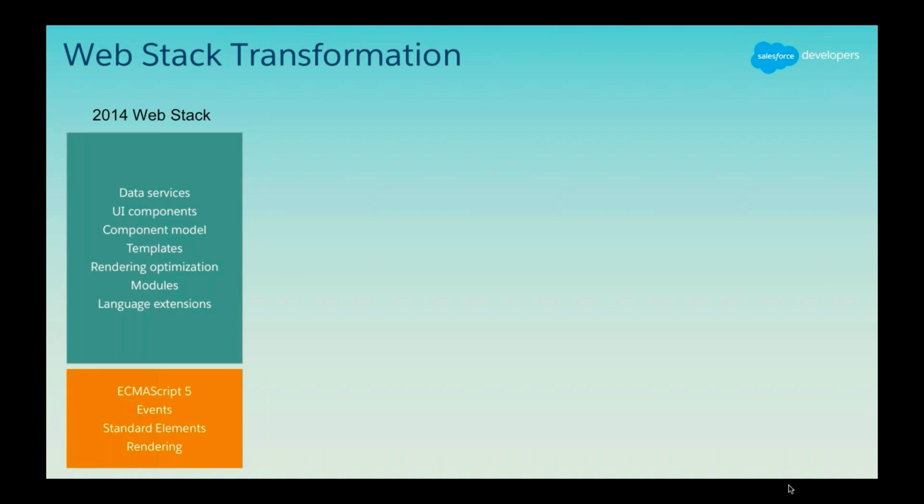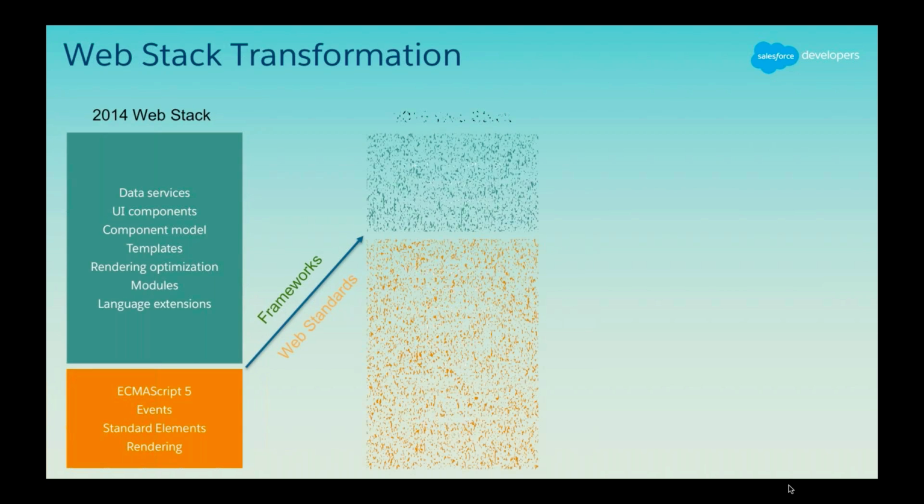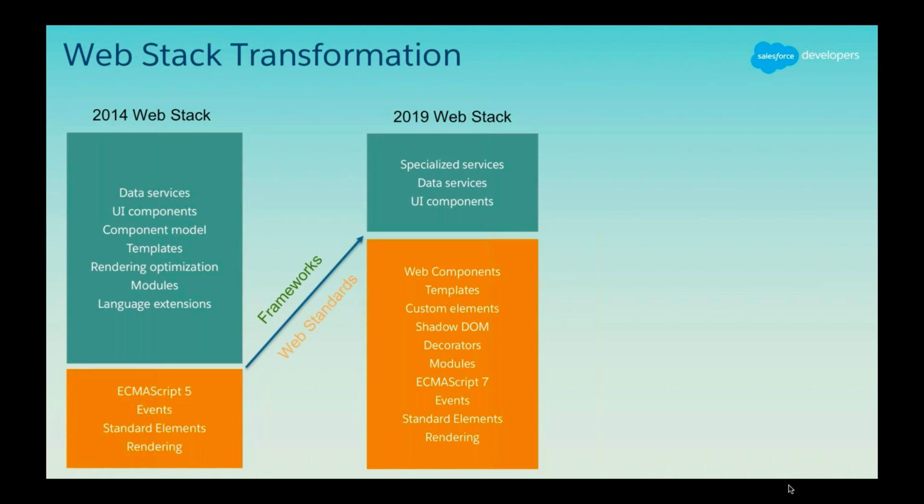Let's take a look at what has happened in the last 4 years, looking at our same stack. You would see that with all the innovations and the web standards, orange has increased a lot. All the proprietary things which the framework had to do are now part of the web platform: templates, custom elements, shadow DOMs, decorators. Now the framework doesn't do all this heavy lifting because all of these things are provided by the web platform, which is super rich.